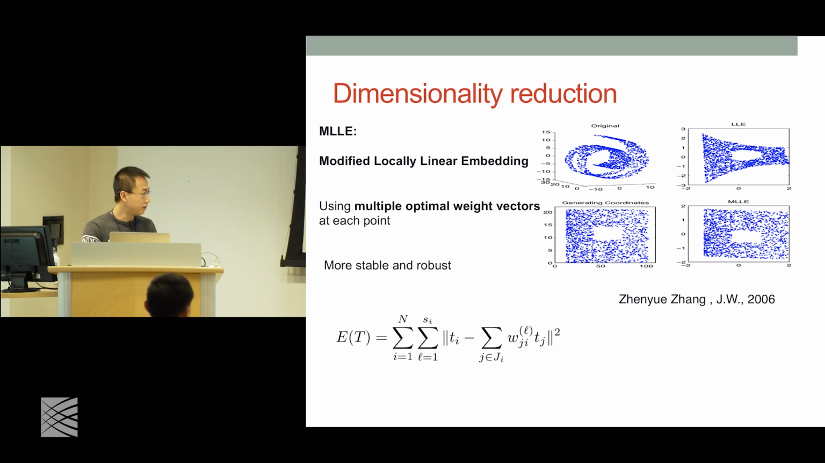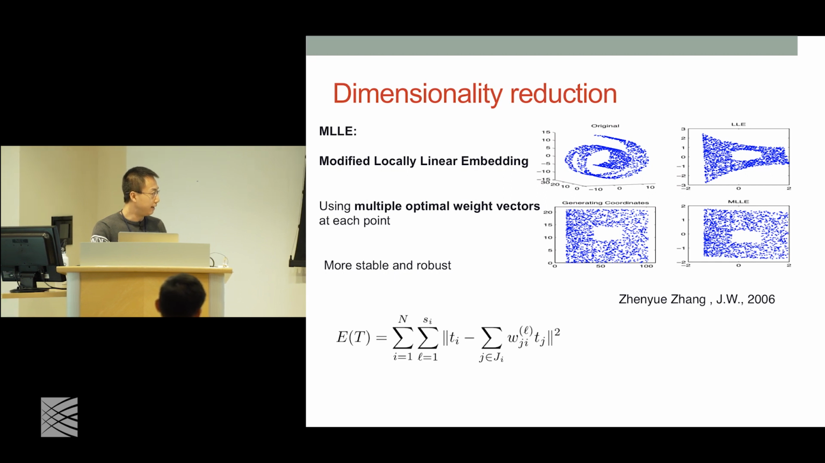If you look at the cost function here, instead of one single weight vector, it's using multiple weight vectors. In the original paper, they have many complex theorems to prove how they define the SI here, and how they calculate the multiple weight vectors. If you're interested, you can check their original paper. But by using the multiple optimal weight vectors, it can make the dimension reduction step much more stable and robust.